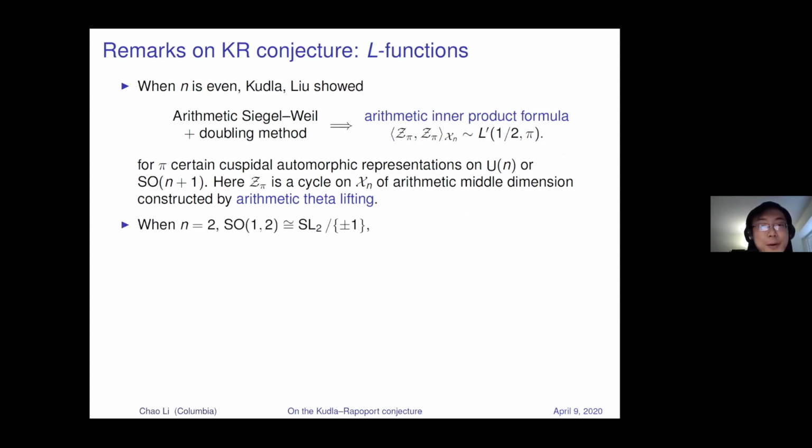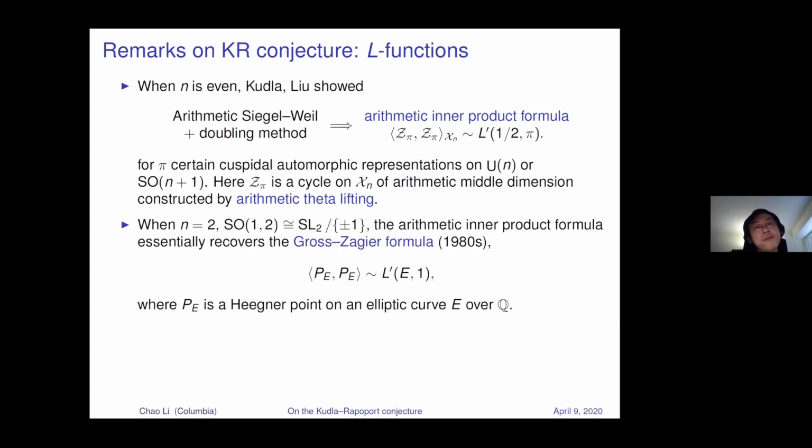Okay, so maybe I can also specialize the simplest case n equals 2. In the orthogonal case, the split orthogonal group is essentially a copy of SL2, and the arithmetic inner product formula essentially recovers the Gross-Keating formula proved in the 80s. These arithmetic theta liftings are essentially Heegner points on the elliptic curve over the rationals, and the central derivative L-function on the right-hand side is nothing but the central derivative L-function of the elliptic curve itself.